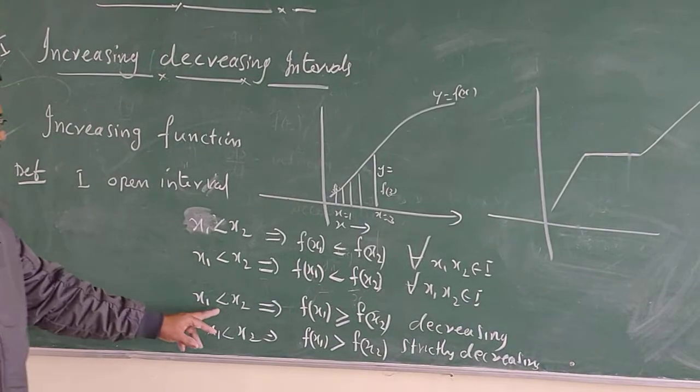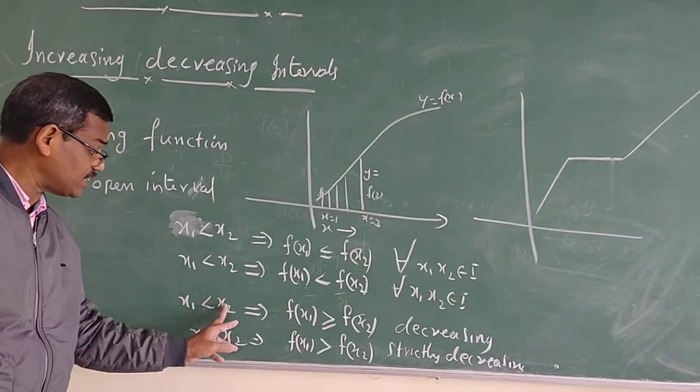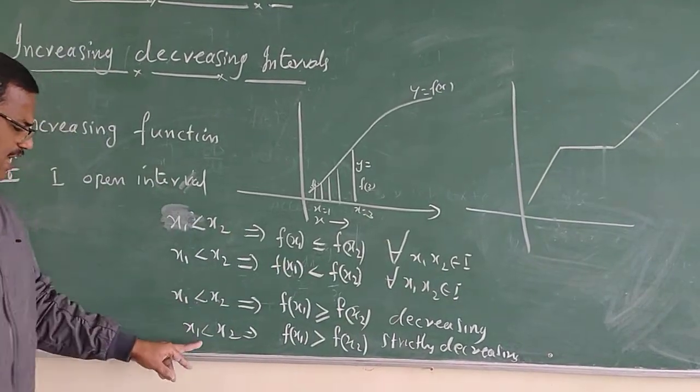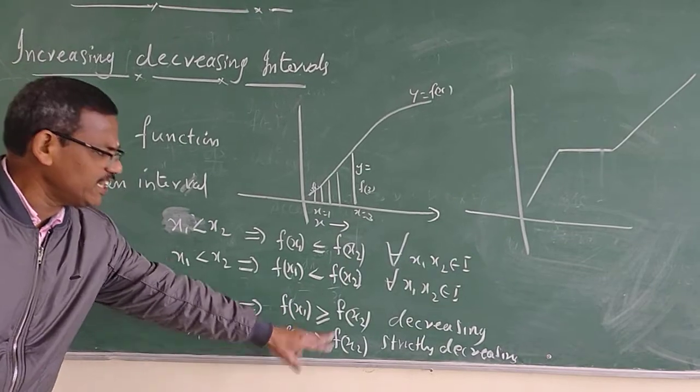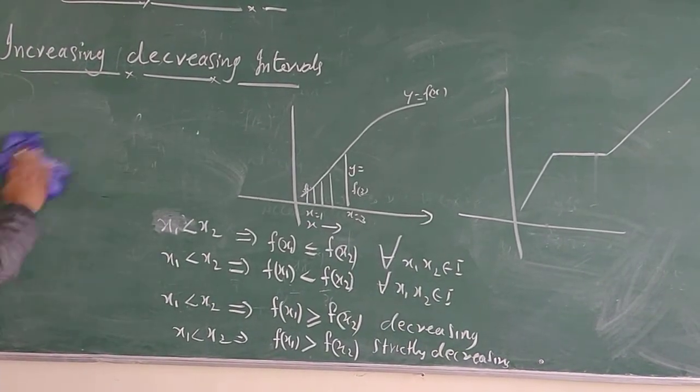So, when x1 less than x2 implies f of x1 is greater than or equal to f of x2, the function's value is greater, then it is called decreasing. And here it is strictly decreasing. So, let me ask a question like this.